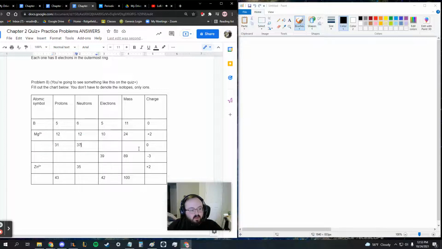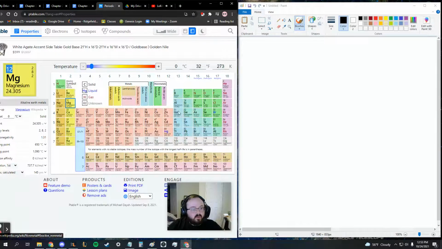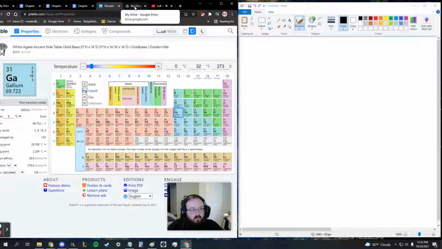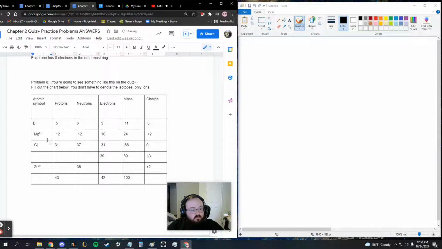Third one right here. It tells us the charge is 0. So if the charge is 0, same amount of protons and electrons. Our mass is equal to neutrons plus the protons. So this is 68. And we have 31 protons. So let's look for number 31. Right here, this is gallium. All right, so let's write in gallium because there is no charge. We don't need to put in our ion. It is not an ion.